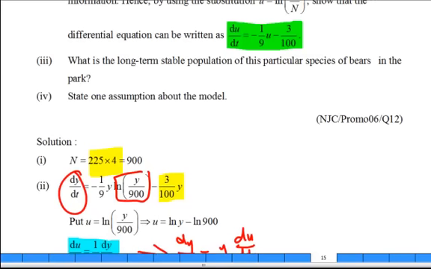Part 3. What is a long-term stable population? When we talk about the long-term stable population, there are 2 terms that you pay close attention to. One, when we talk about long-term, we are talking about time going towards infinity. And when we talk about stable, we are considering a population that is going towards a limit.